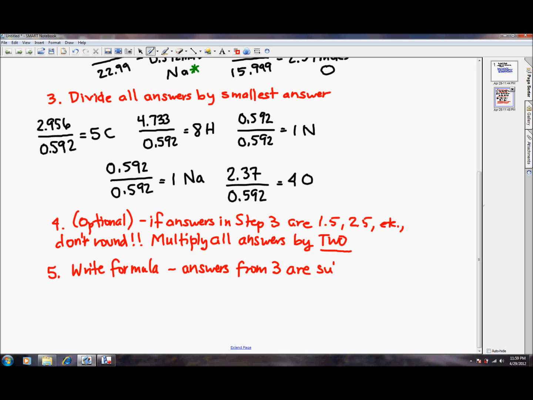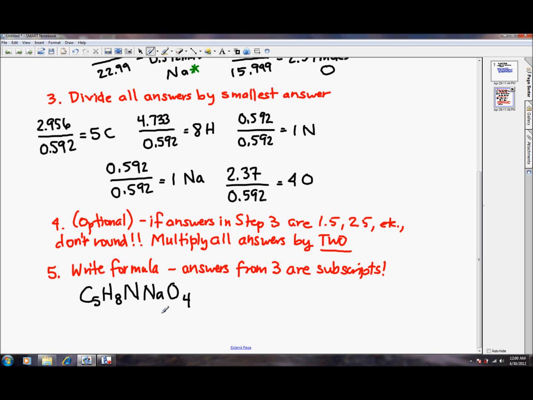Now we're ready to write the formula. Okay, the answers from number 3 here are the subscripts in the chemical formula. Now if I had to do step 4, then the answers to step 4 would become the subscripts. Okay, so now I've got 5 C's, so I'm going to write that C5. I've got 8 hydrogens, so I'm going to write that as H8. I've got 1 N, so just write N. Remember, I don't have to write 1s in formulas. I've got an Na, and I've got 4 O's.